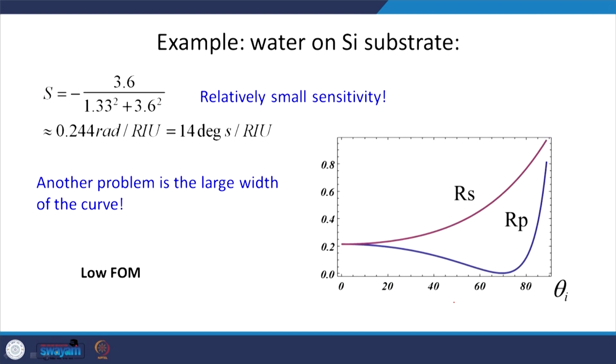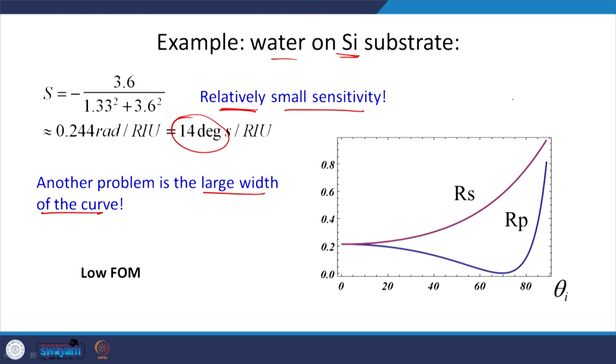So, to take an example, we have put water on a silicon substrate, and you know that the sensitivity is around a few degrees per refractive index unit, which is very small. I will show you that other sensors have very high sensitivity. So, this is very poor sensitivity. Also, there is a problem with the large width of the curve.